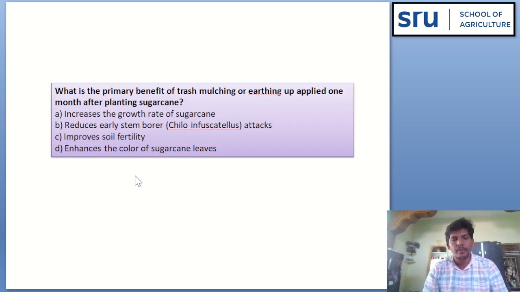What is the primary benefit of trash mulching or earthing off applied 1 month after planting sugarcane? Increases the growth rate of the sugarcane, reduces early stem borer attack, improves soil fertility, enhances the color of sugarcane leaves. Here the correct answer is reduces early stem borer attack. Earthing off reduces early stem borer attack.